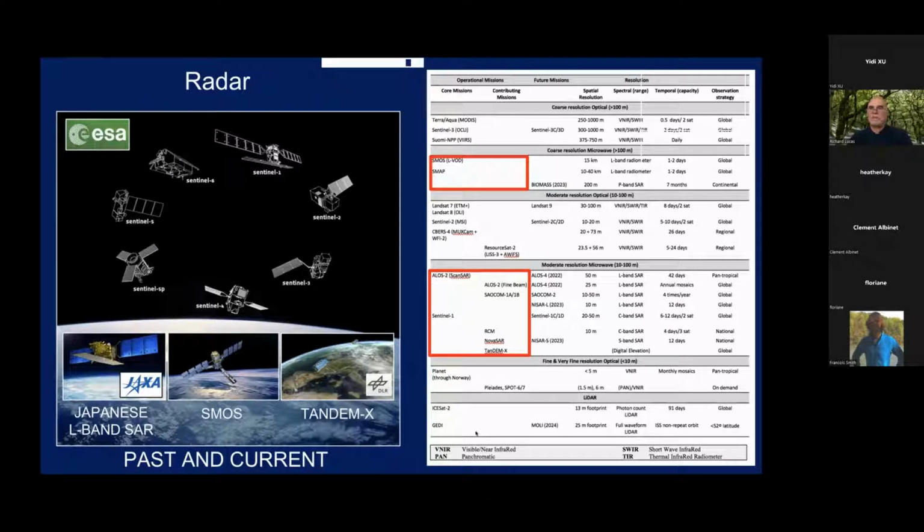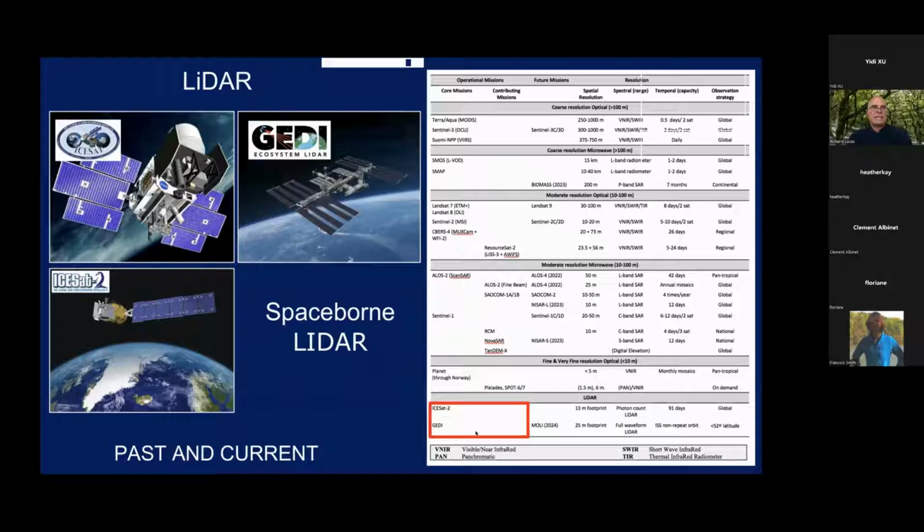We've had Envisat in the past as well. And then there's SMOS, which is the soil moisture system, and then the Japanese L-band radar. The L-band radar is particularly sensitive to woody material and has played a key role in retrieving biomass. TanDEM-X and the Shuttle Radar Topography Mission before that provide interferometric radar, looking for the height of vegetation, and some structural information can be obtained from that.